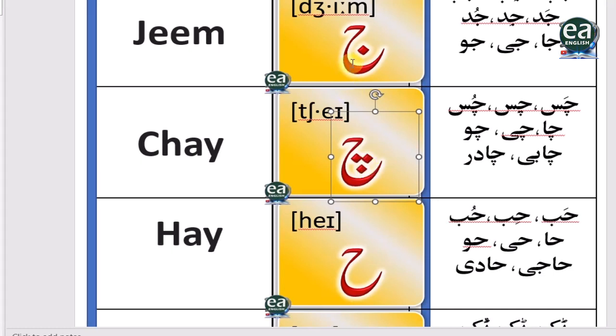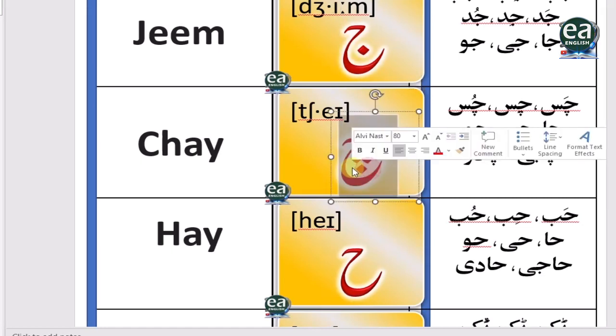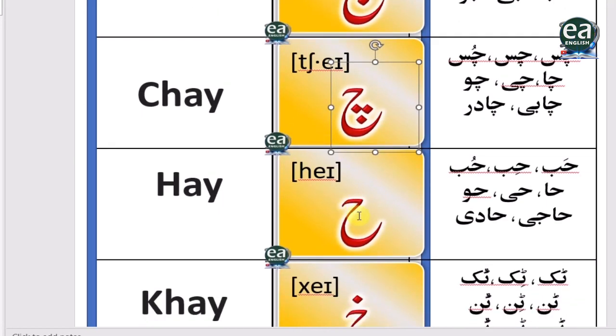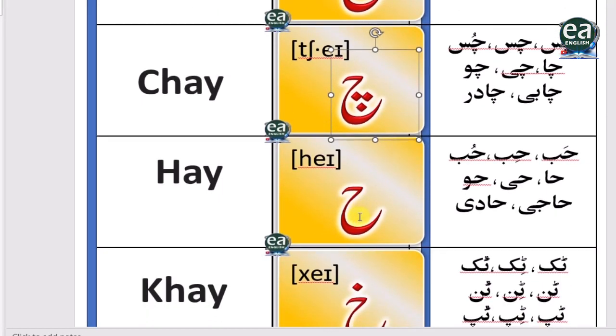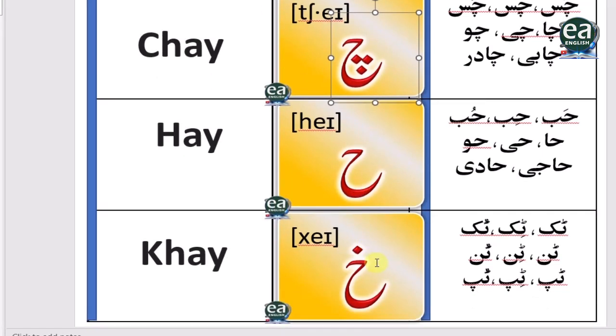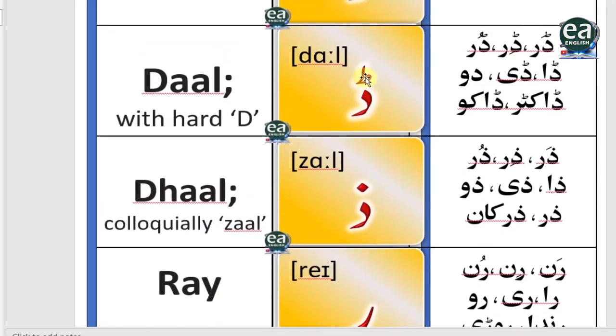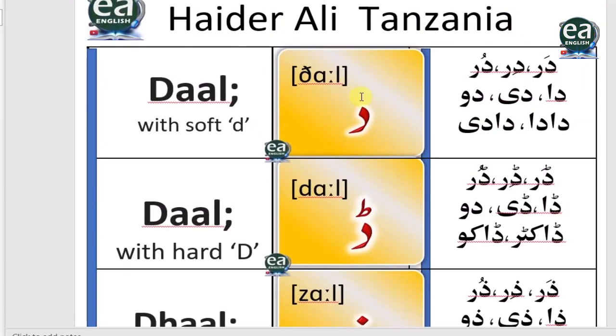There is a difference between J and Ch. The J is just like having a single vowel in it, and Ch is having three. This is soft, this is hard. Jim, Ch. So the Jim sounds like J, and Ch sounds like Ch, right? Hey, ha, ha, ha.